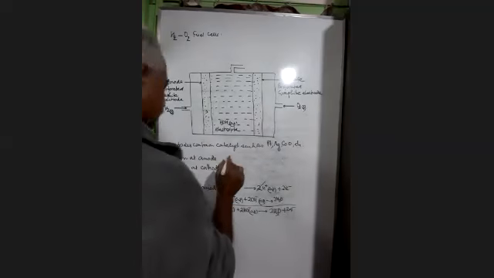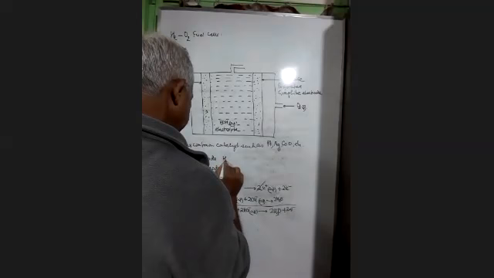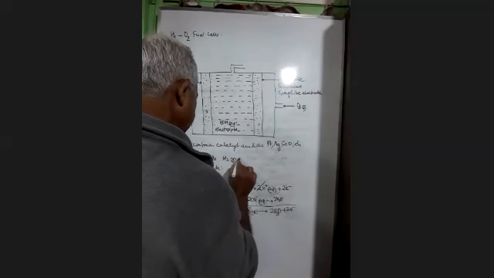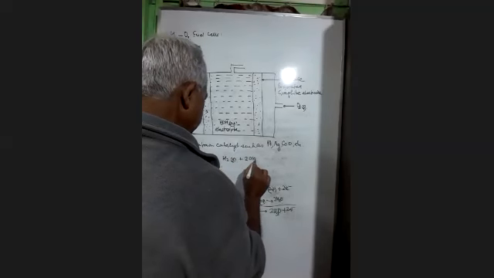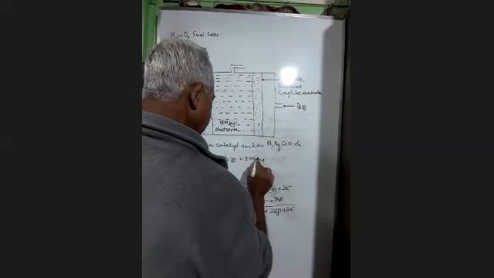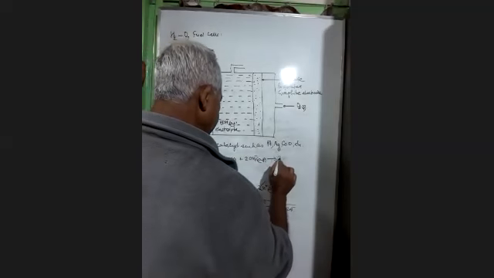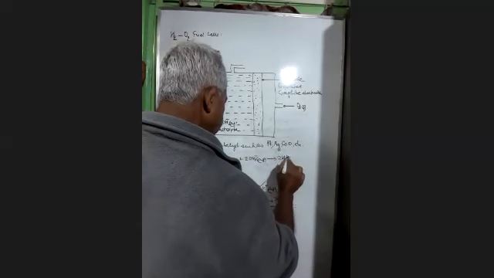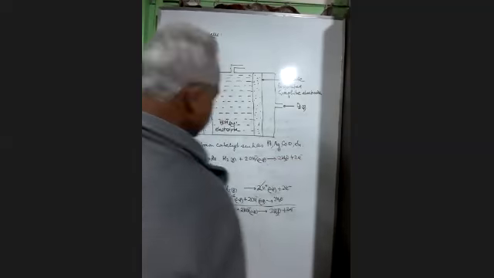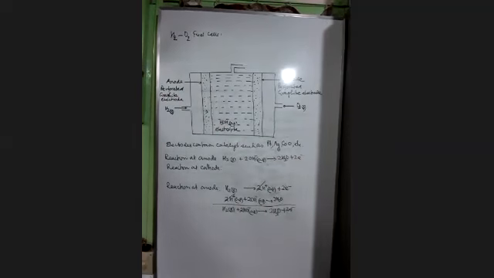Okay, so I'll write now here. H2 gas plus 2OH minus, it will be 2H2O plus 2 electrons. Now I'll write reaction at this. You'll write separately.